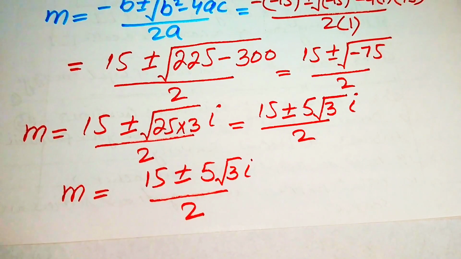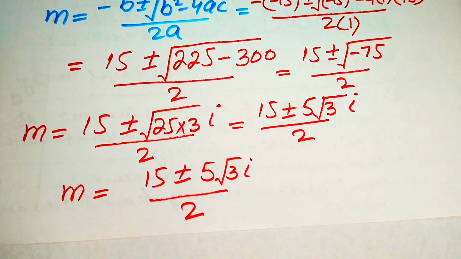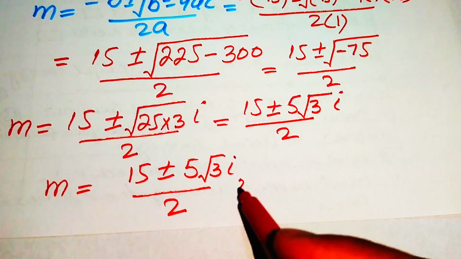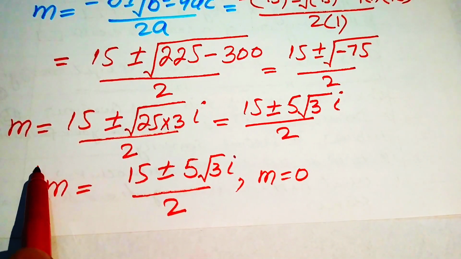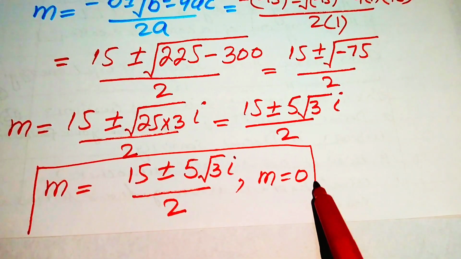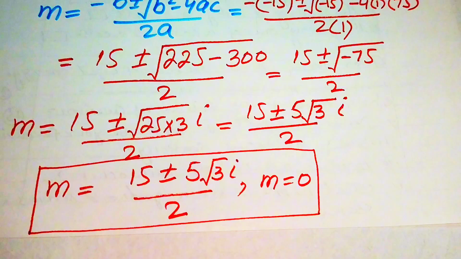So these are the other two complex roots of the given equation, and its third root is m = 0. So these are the three roots of the given equation, and this is our final answer.